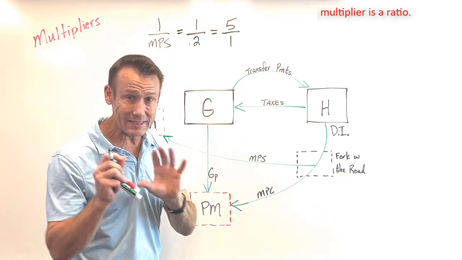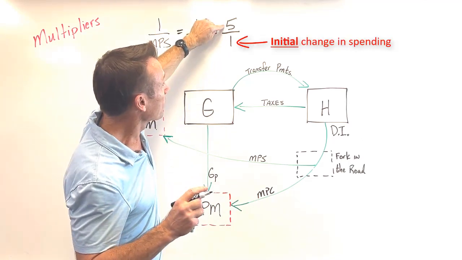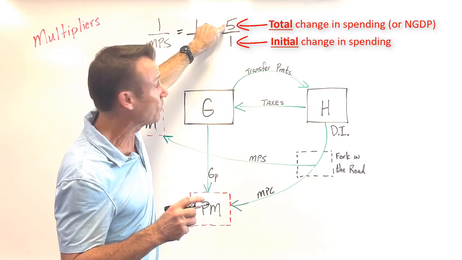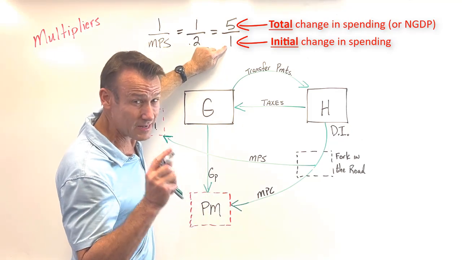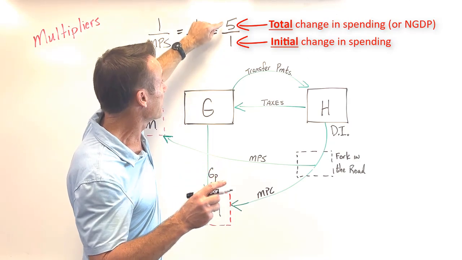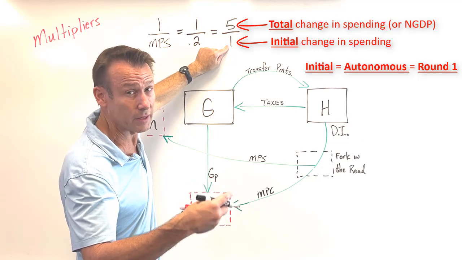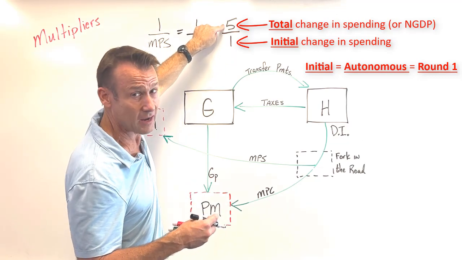Why is that? What it's telling us is for every initial change in spending of $1, we're going to get a total change in spending, a total change in nominal GDP, you can say it either way, of $5. Let me say that one more time. For every initial change in spending of $1, sometimes that's called an autonomous change in spending or a round one change in spending, we will get a total change in spending of $5.